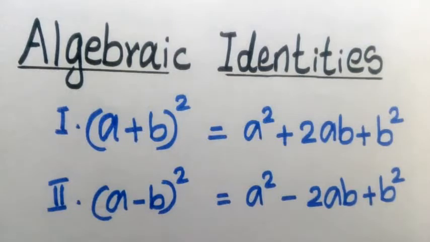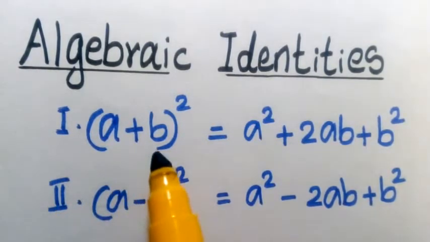Good morning, dear children. Today we are going to discuss the topic algebraic identities. From your earlier classes, you may recall that an algebraic identity is an algebraic equation that is true for all values of the variables occurring in it. You have studied the following algebraic identities in earlier classes.